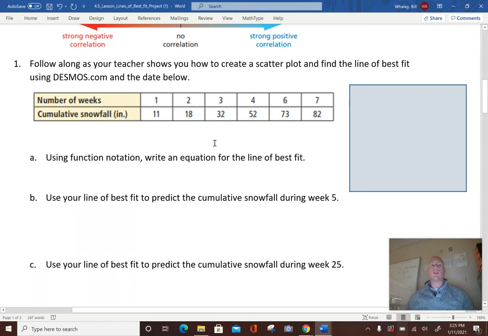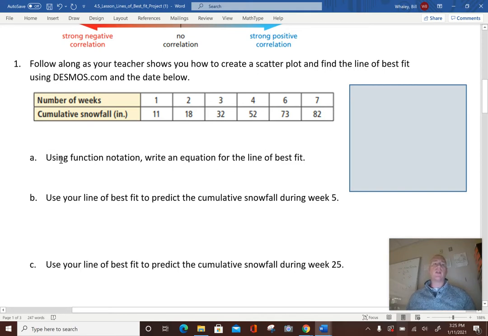Okay. So the first thing you want to do is copy all these points down. And if you need to pause, that way you can flip back and forth. But get all these points down. And then notice what we're comparing. We're looking at the number of weeks that have passed and the cumulative snowfall. Cumulative is added up. So in 1 week, we have 11 inches. In 2, we have 18. So you can see we just keep adding, getting higher and higher because we expect that. Every week, we expect a little more snow.